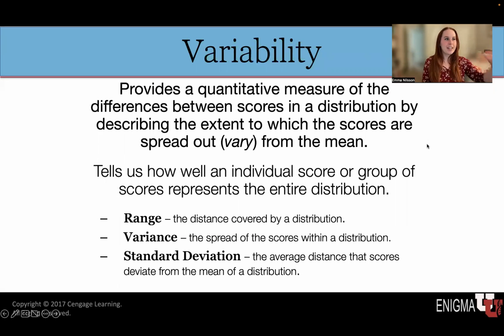So variability is going to do a couple of things. It's going to describe our distribution because it's a descriptive statistic, and then it is also going to measure how well an individual score or group of scores represents an entire distribution. Basically, it's going to tell us the extent to which the scores are spread out, how much they spread out, and how much they vary from the mean.